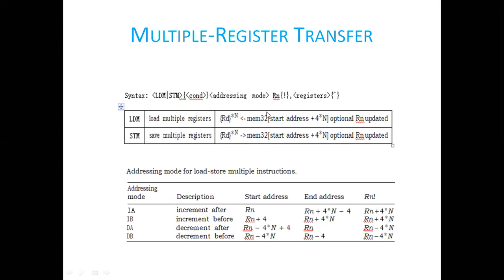So there are some address modes. Here is something called the address modes we have, right? What is that address mode? First one is the IA, which is nothing but increment after, right? IB, increment before, DA, decrement after, and DB, decrement before. What happens in increment after is that the starting value is RN, let us take the contents of the register. The end address is nothing but RN plus 4 into N, where N is the register number, minus 4. That value will get stored into RN.